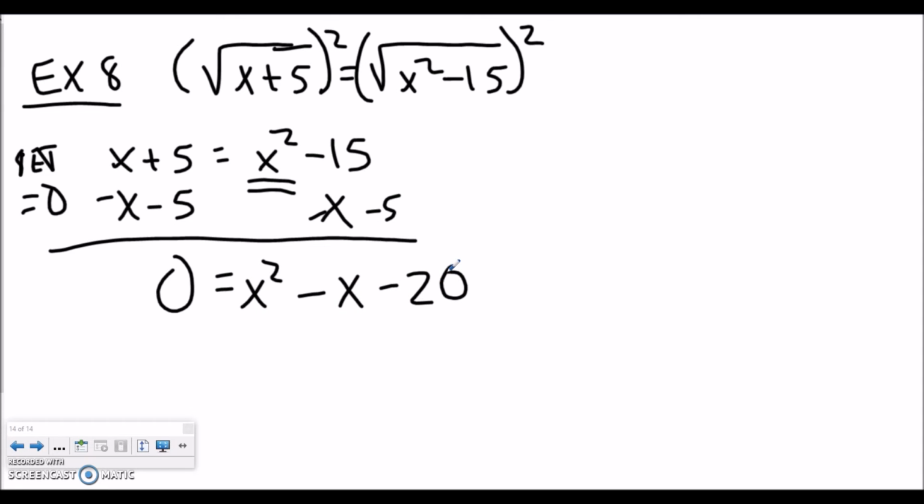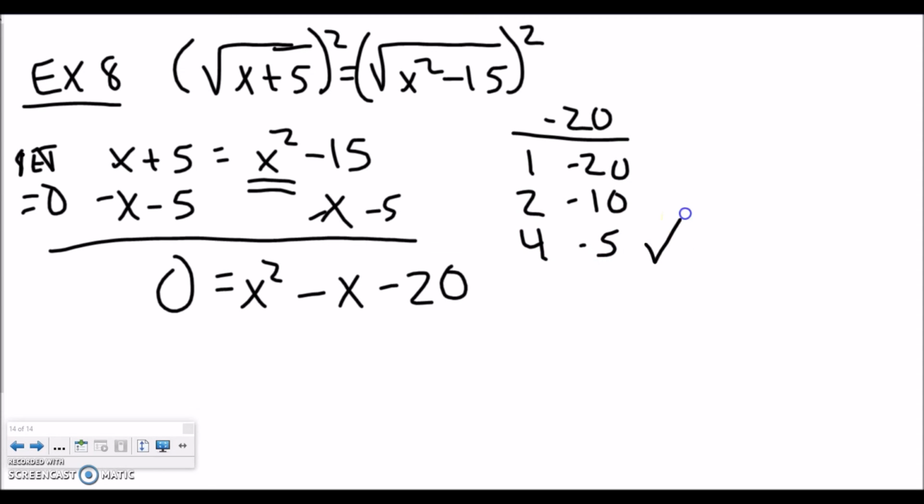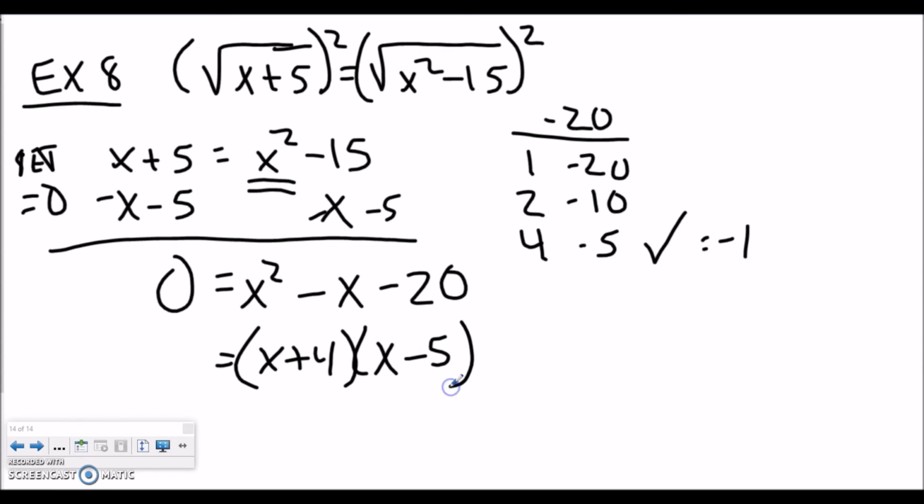Make your list for negative 20. Remember, your larger column will be your negative. So 1 negative 20, 2 negative 10, 4 negative 5. Oh, that's the row that equals negative 1 when we add. So x plus 4, x minus 5 for our factoring. X equals negative 4 and 5.